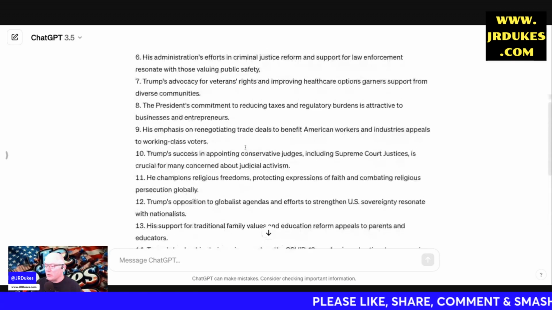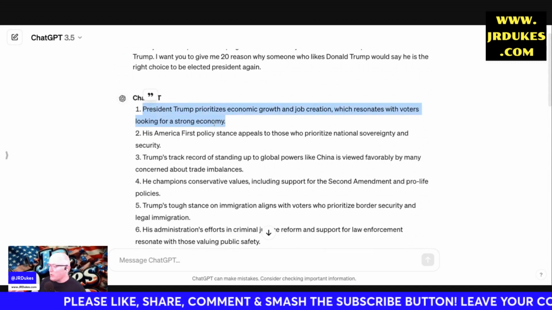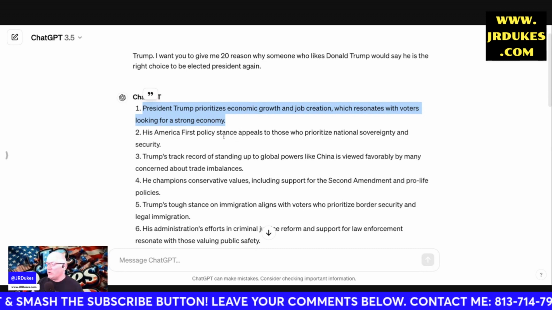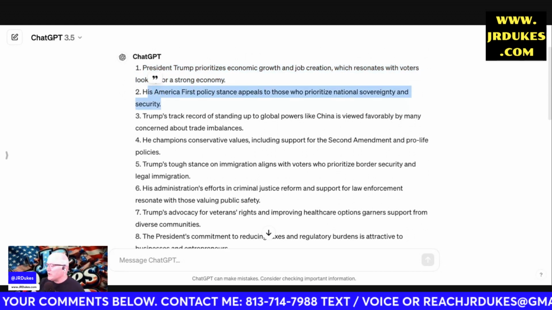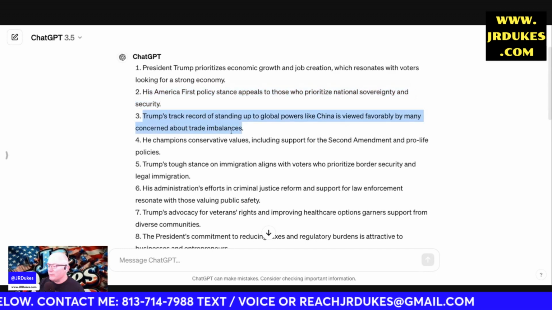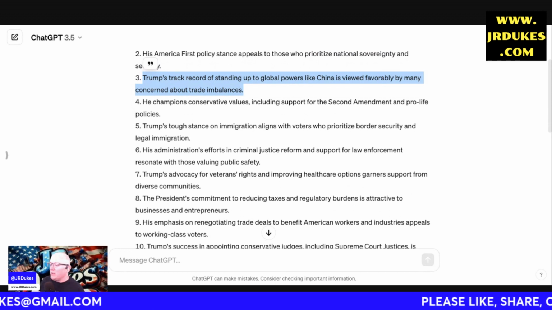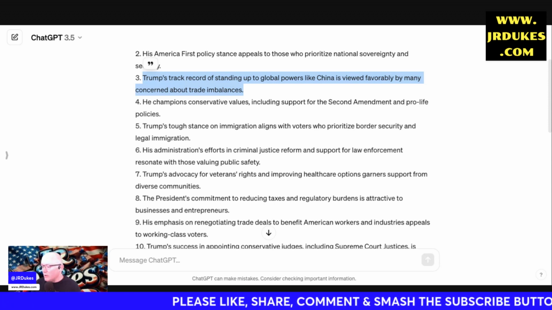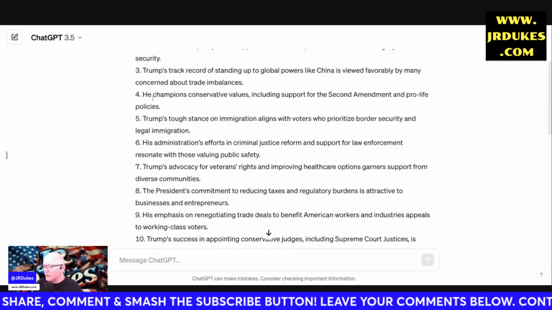At any rate, let's take a look up here at the top at what the results are that it produced. It says number one, President Trump prioritizes economic growth and job creation, which resonates with voters looking for a strong economy. Number two, his America First policy stance appeals to those who prioritize national sovereignty and security. Number three, Trump's track record of standing up to global powers like China is viewed favorably by many concerned about trade imbalances. So far, so good. I think these are good points, and I like the way that the AI puts these points in words directly. It's clearly communicating.